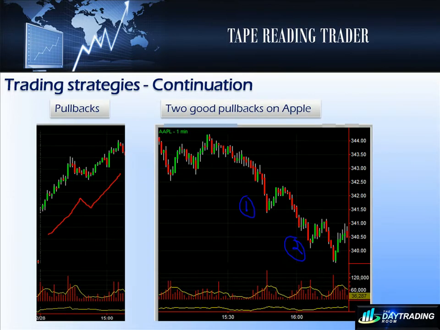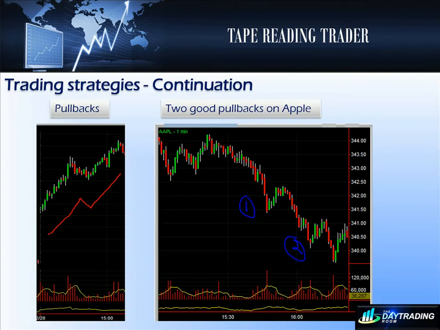Next little example here is pullback. Now pullback and a flag, they are very, very similar. Really, a pullback is a move back in the direction it came from. Some are shallow, some are longer term, some are short. A flag is more of a consolidation, a shorter consolidation.